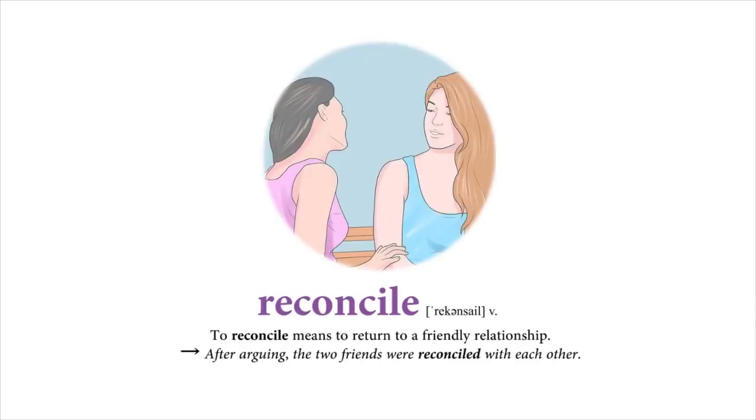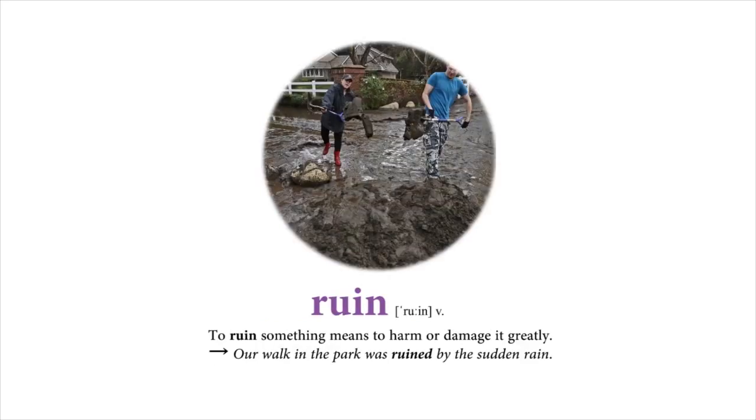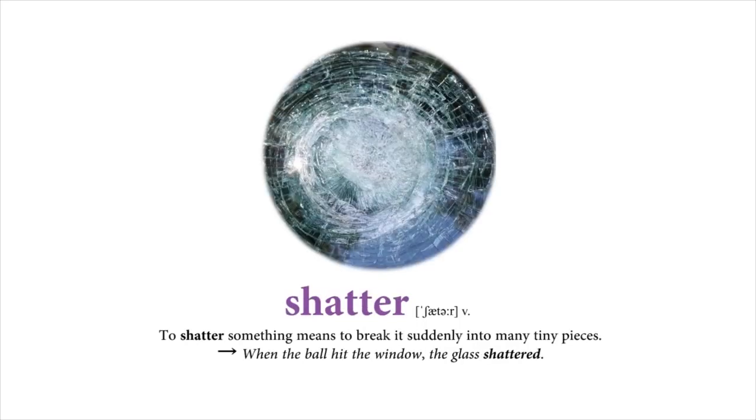Reconcile. To reconcile means to return to a friendly relationship. After arguing, the 2 friends were reconciled with each other. Ruin. To ruin something means to harm or damage it greatly. Our walk in the park was ruined by the sudden rain. Shatter. To shatter something means to break it suddenly into many tiny pieces. When the ball hit the window, the glass shattered.